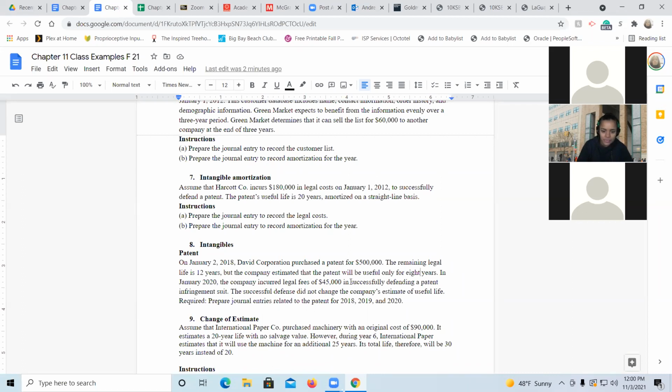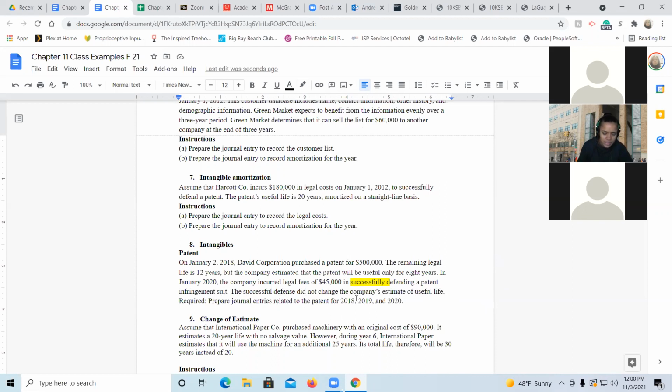But for a successful defense, you can actually put those costs onto the cost of the patent. So this $45,000 will be recorded as a patent, or as part of the patent, when we get to that point. The successful defense did not change the company's estimated useful life, so we don't need to have a change in estimate. We just continue with regular amortization over the 8 years that we had before.